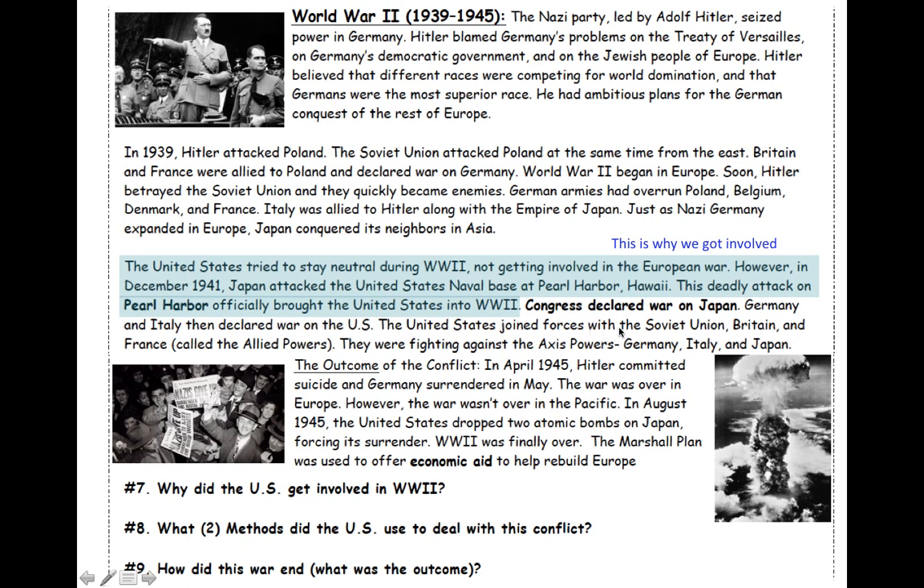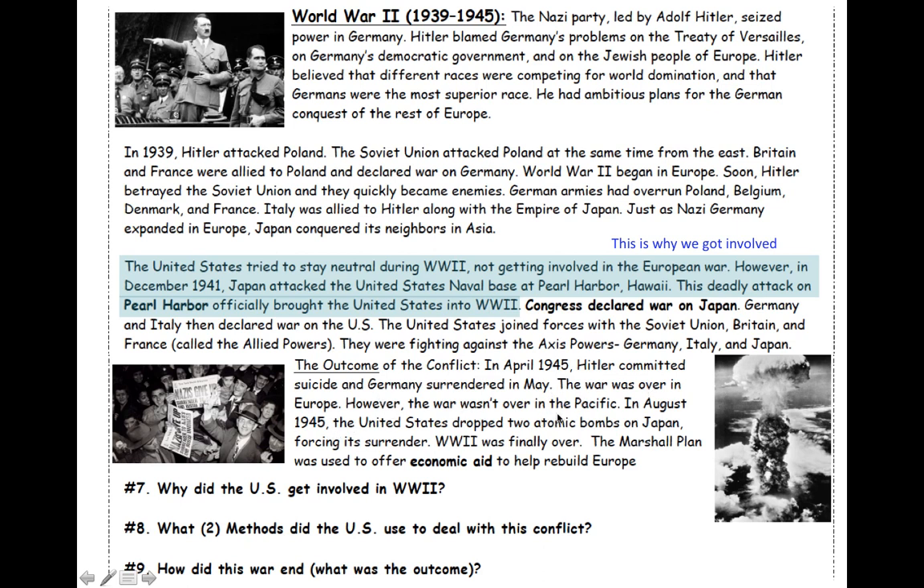The United States joined forces with the Soviet Union, Britain, and France, called the Allied Powers. They were fighting against the Axis powers, Germany, Italy, and Japan. The outcome of the conflict: in April of 1945, Hitler committed suicide, and Germany surrendered in May. The war was over in Europe.